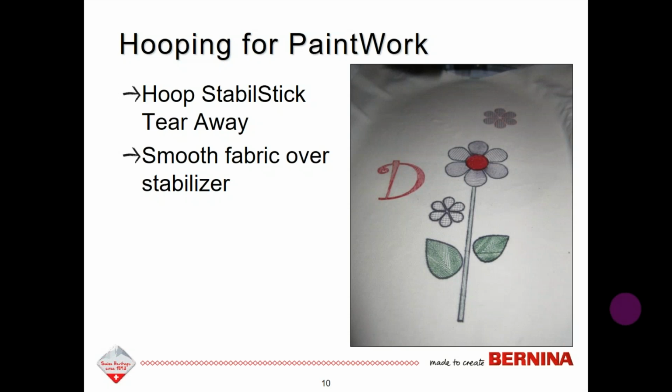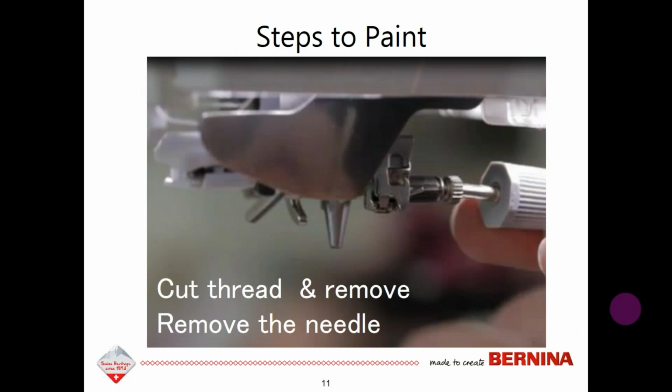So when you're using the Paintwork tool, first hoop stable stick tearaway, and I find that I have better luck painting without my slide-on tray. So I'm going to remove the slide-on tray as well. I'm going to place the stable stick tearaway, peel the paper away, and then smooth the fabric over the stabilizer. If you have thread in your machine, you'll cut your thread and remove the thread, remove the needle. It's okay to keep the bobbin case in there, and then you have a cutwork throat plate that you'll place on the machine.